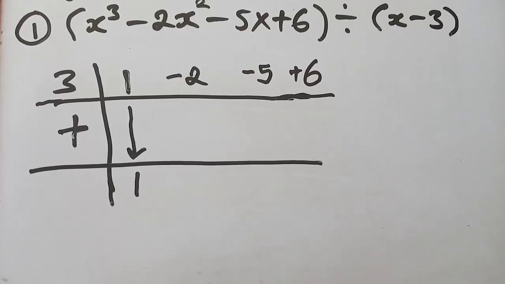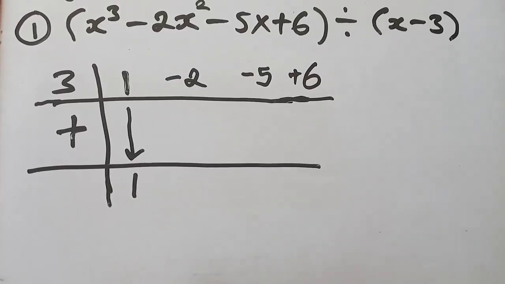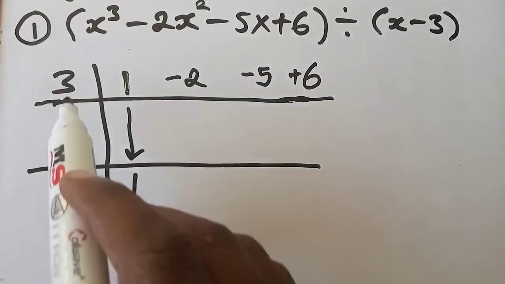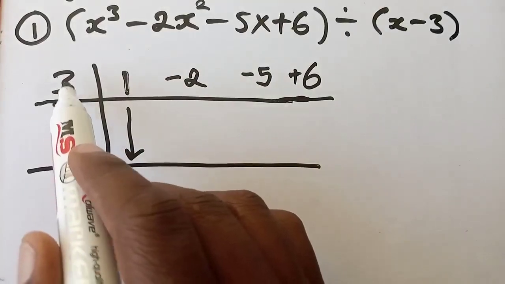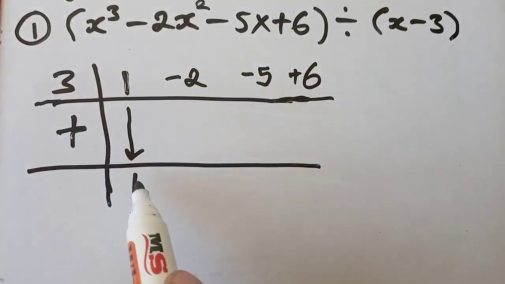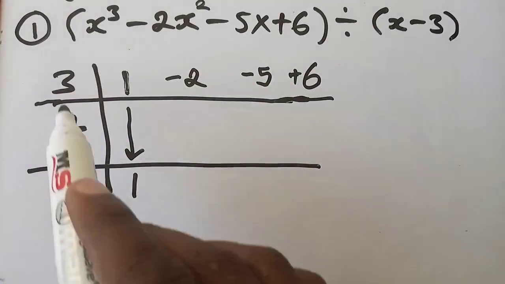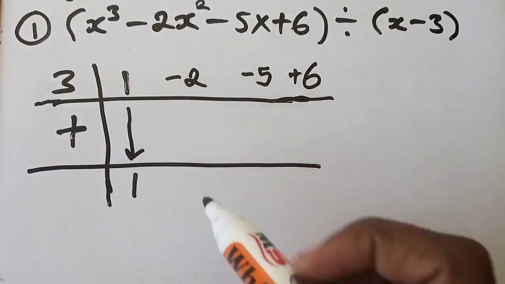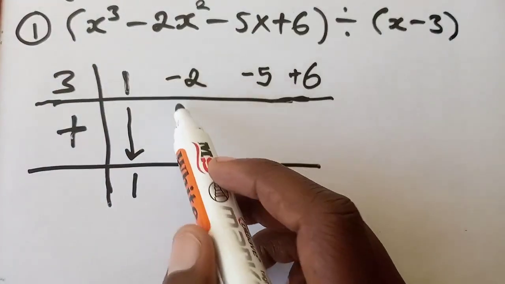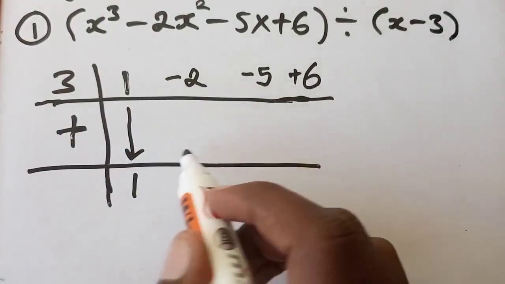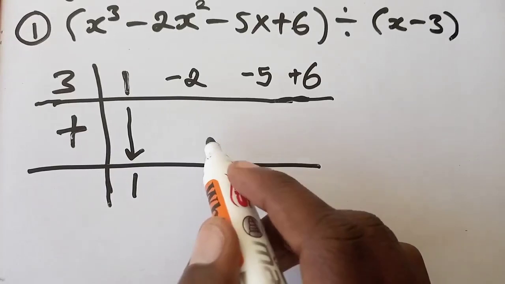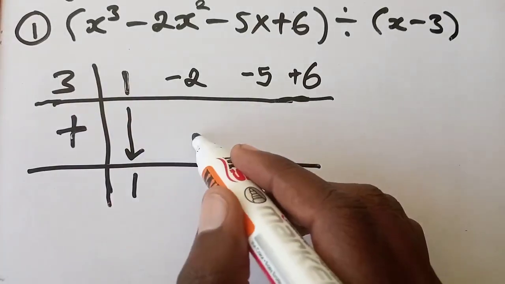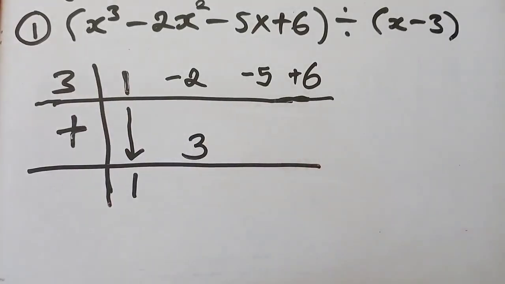Then what you'll be doing, make sure that you understand here. Pay attention. I want you to understand how you go about it. So you need to multiply this 3 by that one. That is the first thing to do. Multiply 3 by 1. It is going to give you 3. So the answer, you put it here. So 3 times 1 is 3 like that.